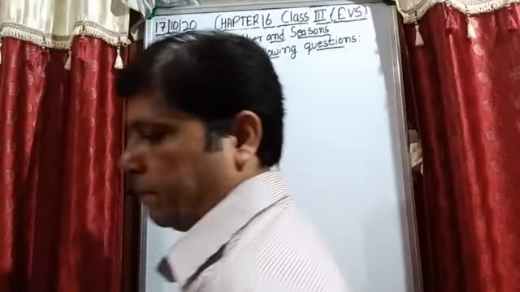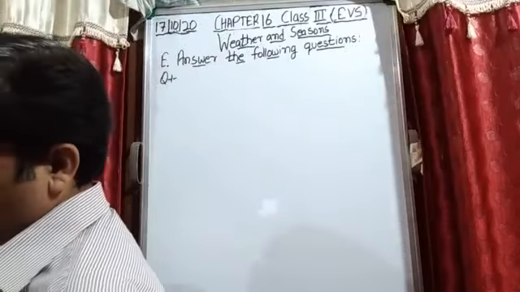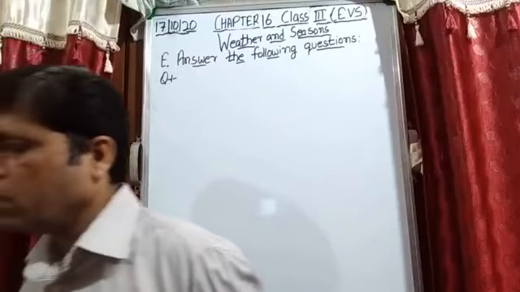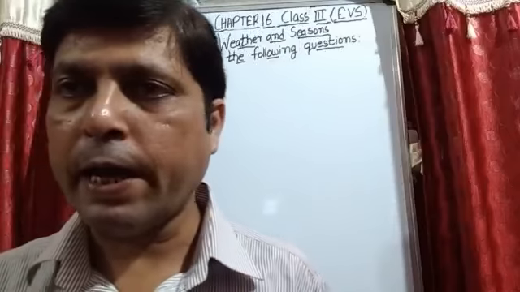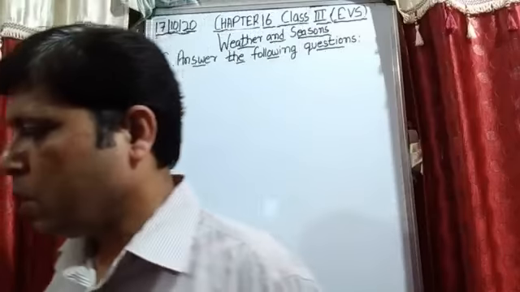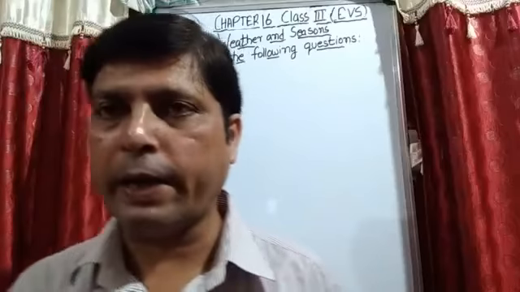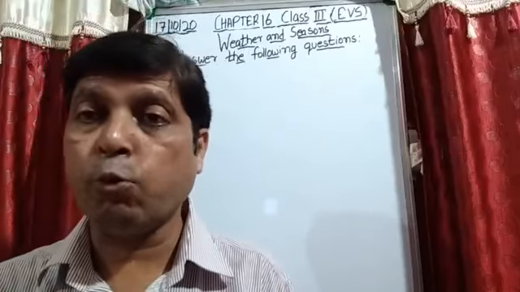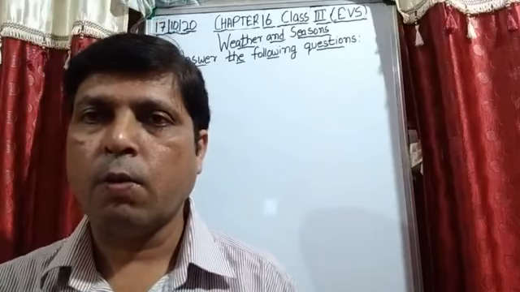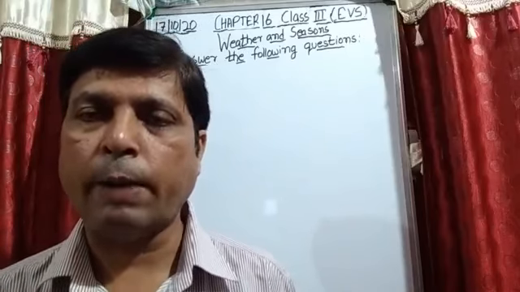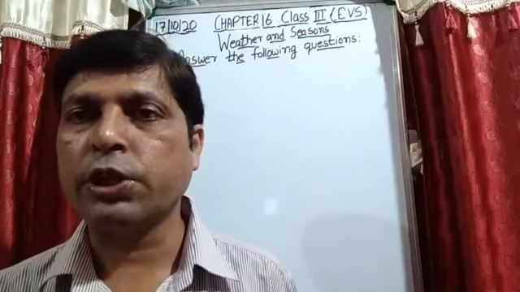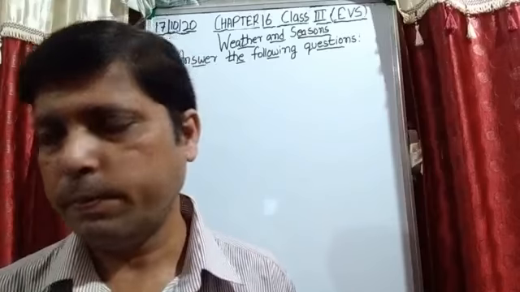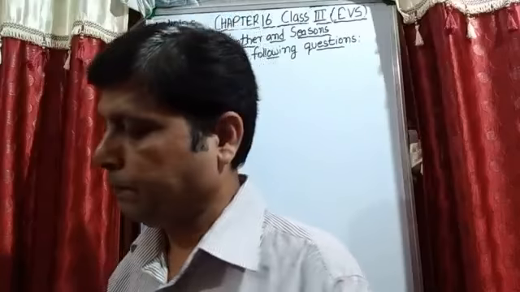Question number 1. What do you mean by water cycle, and explain with the help of a diagram? Okay, so students, in this you have to explain what is the water cycle, and you have to draw a diagram of a water cycle also, which is given in your book. Firstly, note down the question.